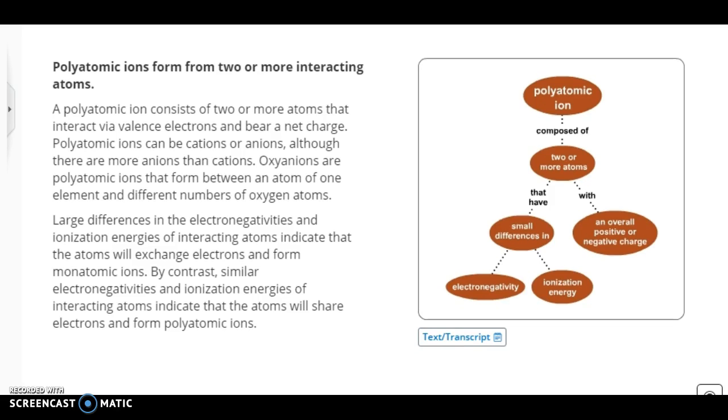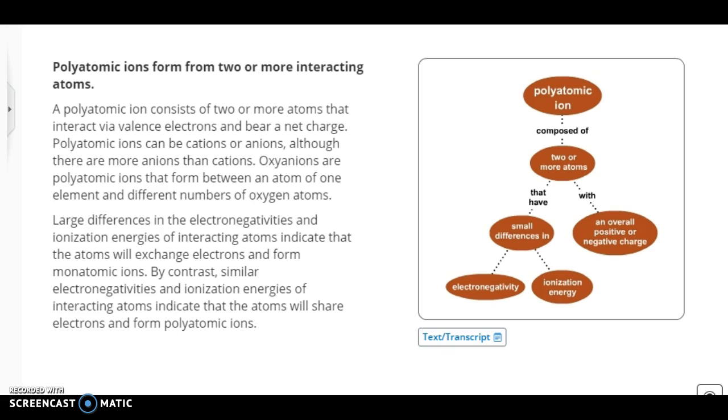Polyatomic ions form from two or more interacting atoms. Polyatomic ions are made of what? Metals, nonmetals, what? They're made of nonmetals. What do they do with their electrons? Exchange or share? They share. Do they have a charge? Yes. So nonmetals sharing electrons with a charge.